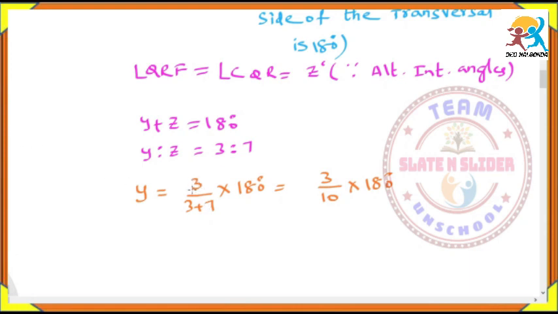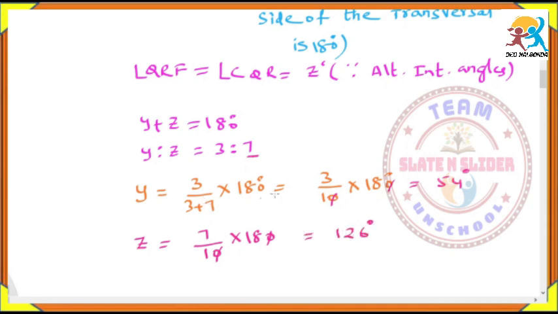Some students will cancel this 3 and this 3. Actually we should not cancel these two. Why? Because in the denominator the two numbers are separated by plus, so we should not cancel them. If it is multiplication, then we can. So cancelling the zeros, we get 3 into 18, that is 54 degrees. And we will find z, which is 7 parts, so 7 by the total, that's why we have to add the two parts, 3 plus 7, that is 10, into 180 degrees. So by cancellation we get 126 degrees.